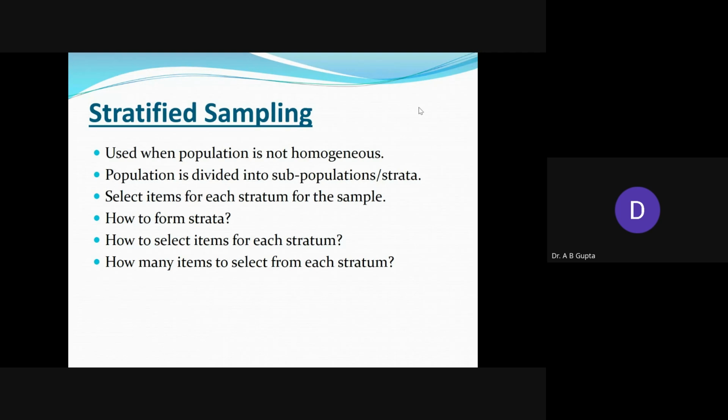Then there is another method which we call stratified sampling, used when the population is not homogeneous. You divide the population into strata, and then you select items from each stratum. That is stratified sampling.